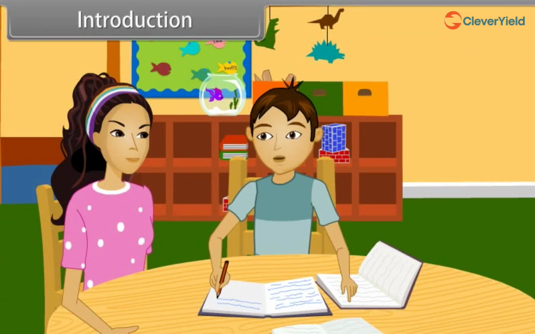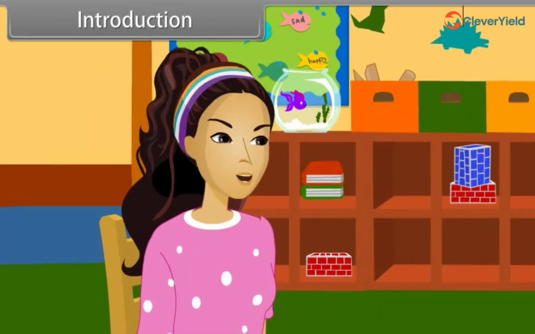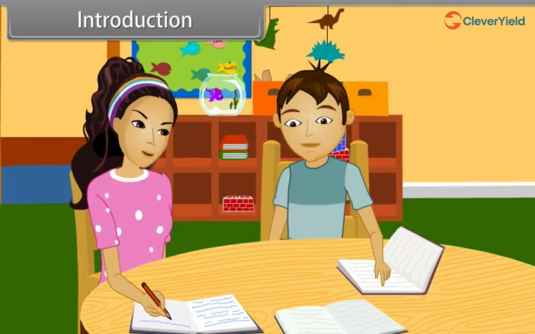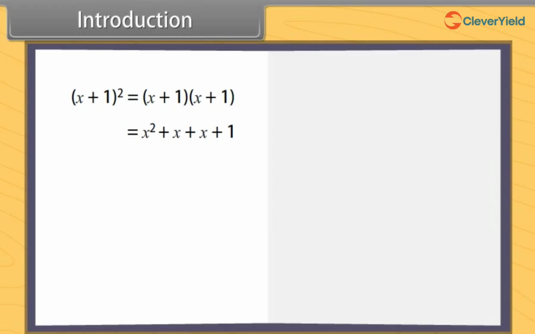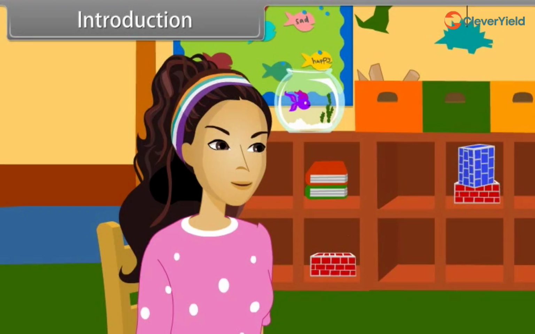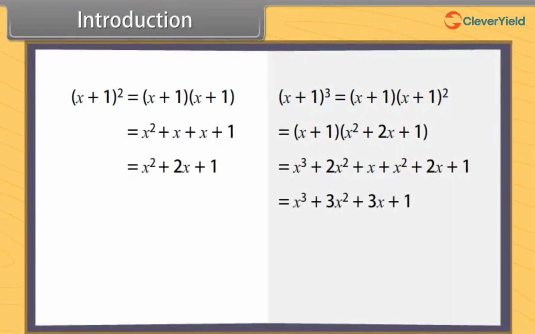Hey Suman, can you help me in expanding these expressions? Yes, sure. Show me. When we expand (x + 1)^2, we get x^2 + 2x + 1. And when we expand (x + 1)^3, we get x^3 + 3x^2 + 3x + 1.